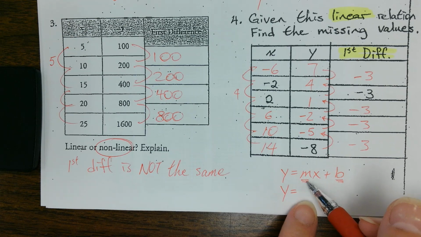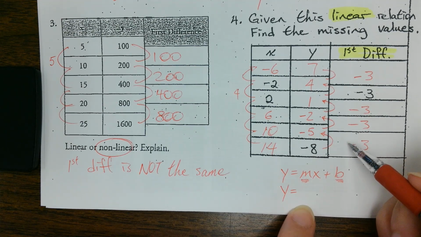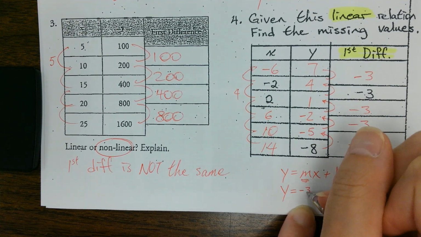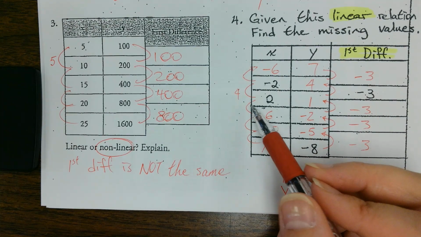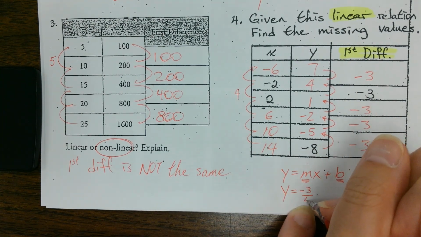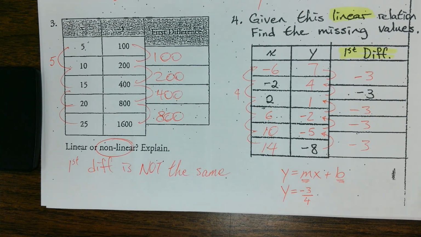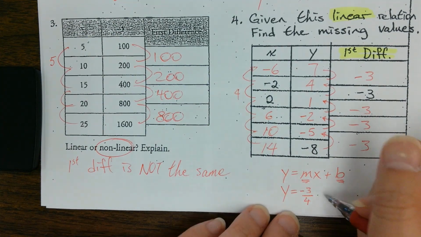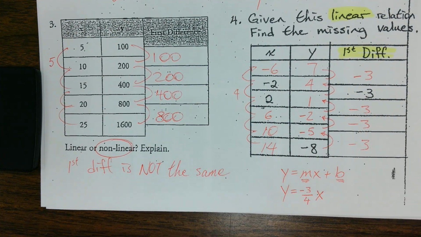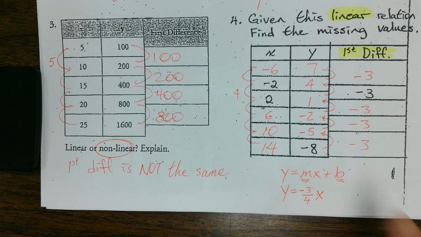Okay, so remember my m is the difference in the y value over the difference in the x value. So the difference in my y value is -3 divided by the difference in my x value, which is 4. So my m in this case is actually -3 over 4. And then b, my starting value.